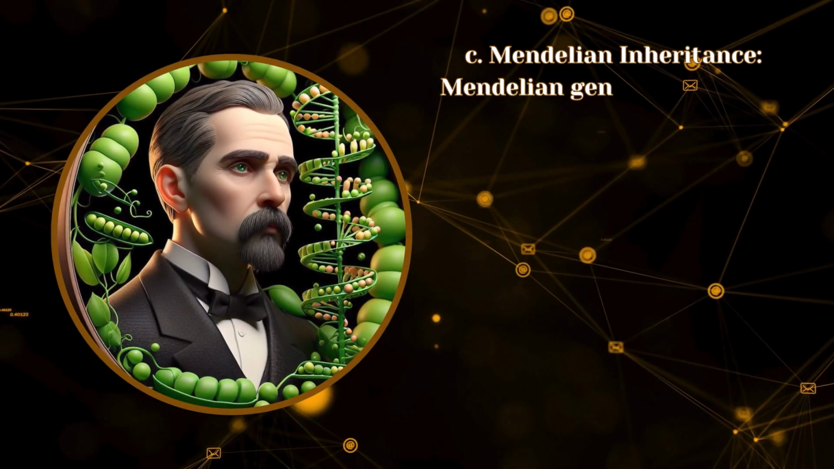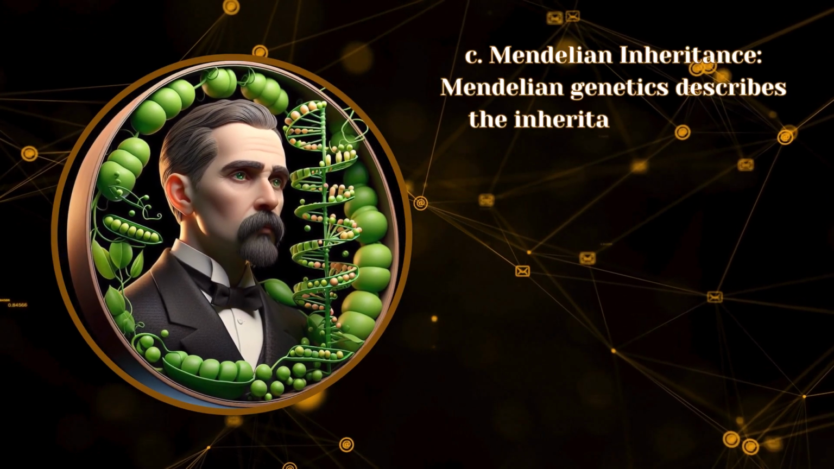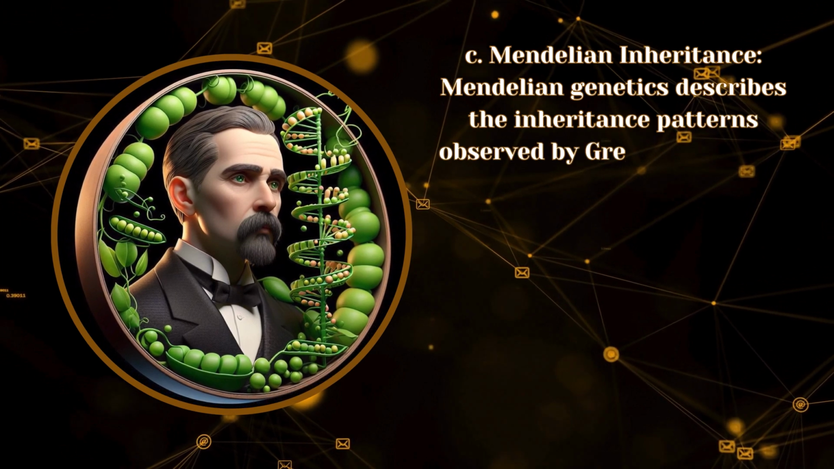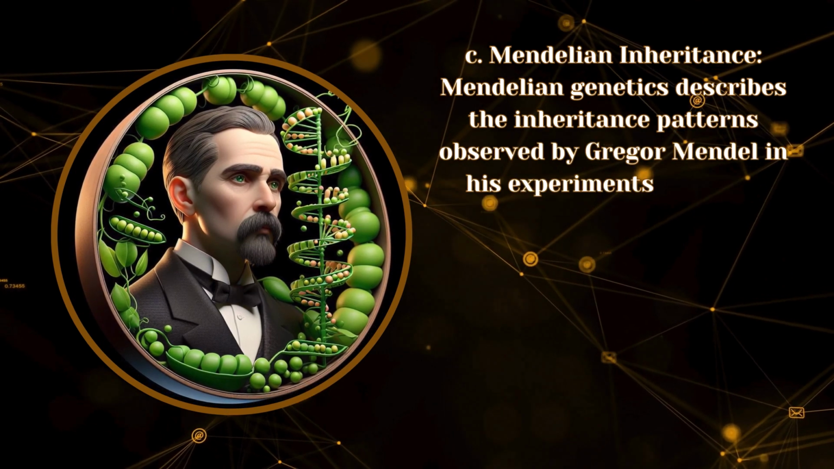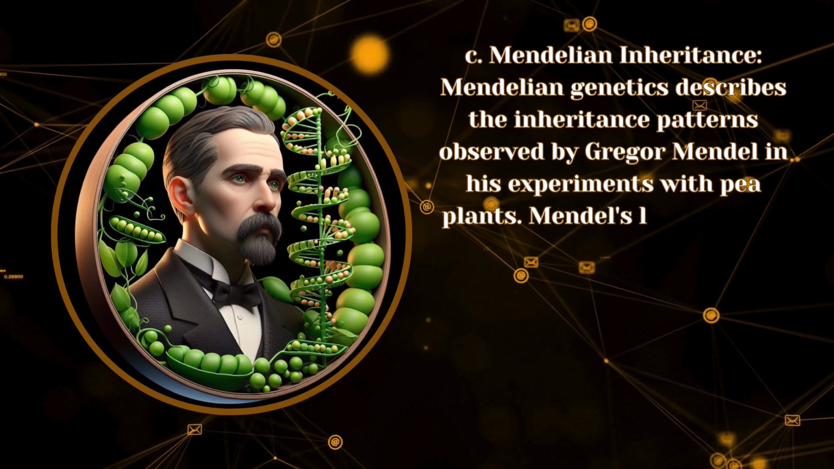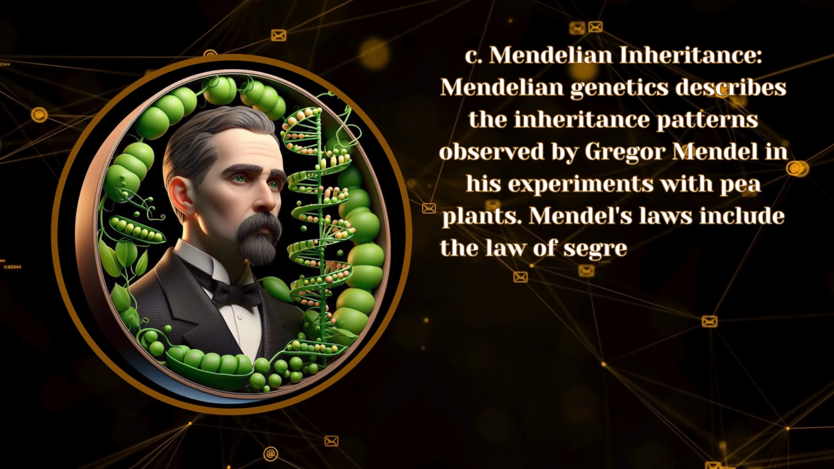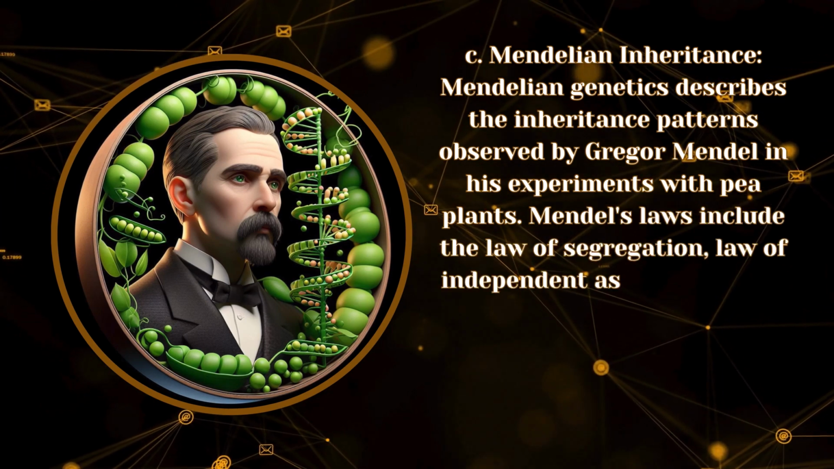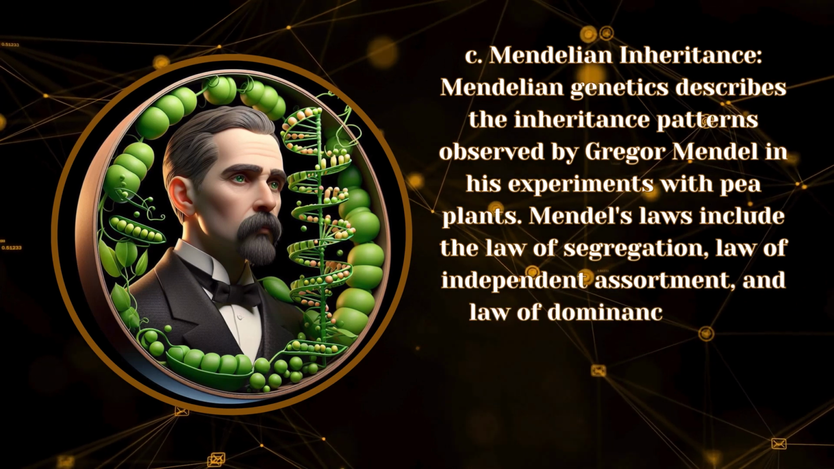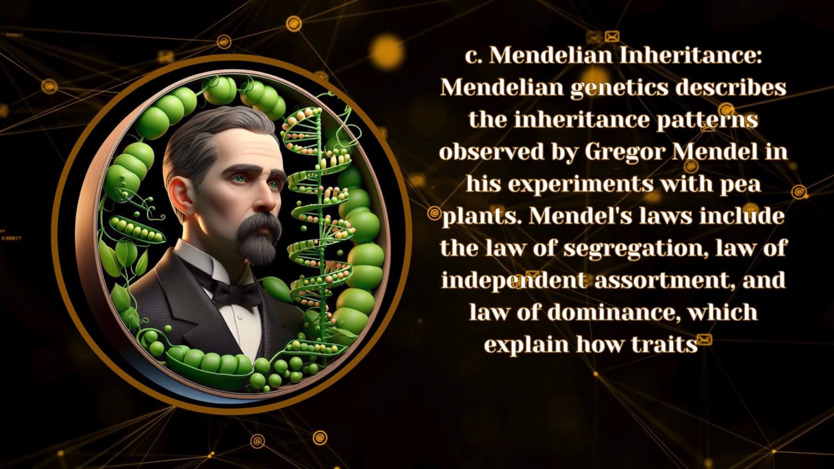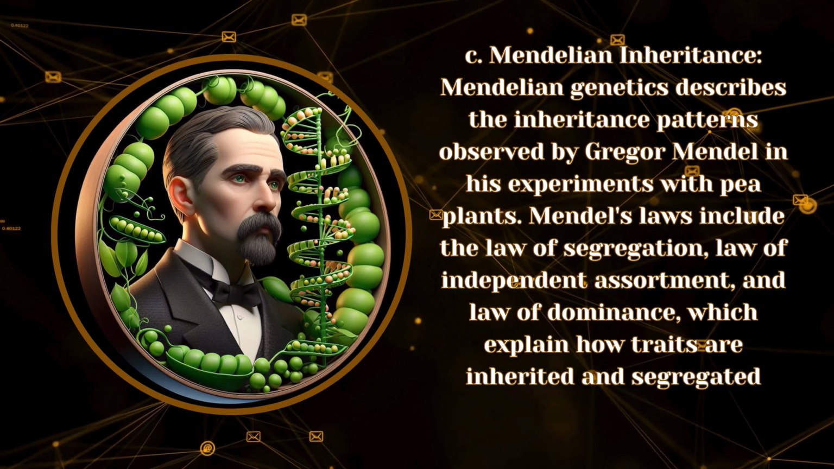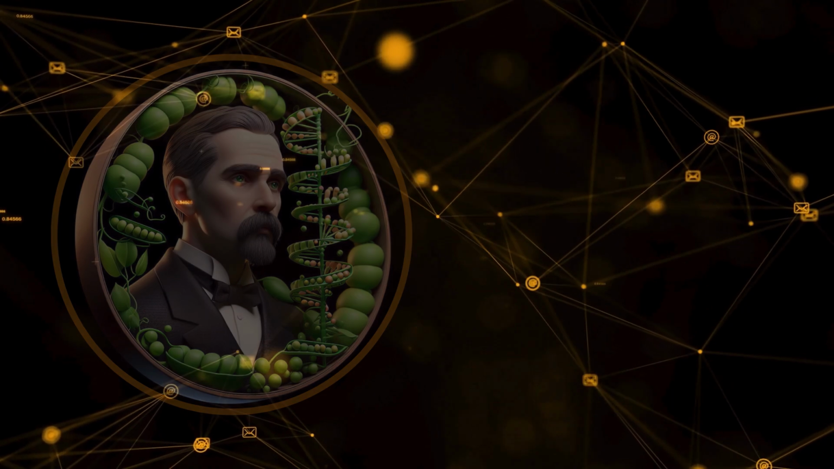C. Mendelian inheritance. Mendelian genetics describes the inheritance patterns observed by Gregor Mendel in his experiments with pea plants. Mendel's laws include the law of segregation, law of independent assortment, and law of dominance, which explain how traits are inherited and segregated during reproduction.